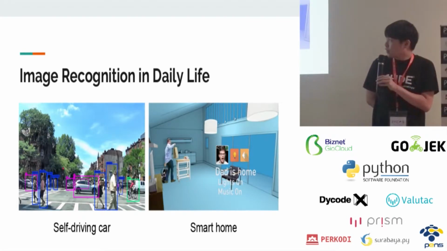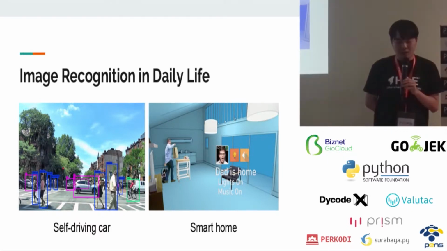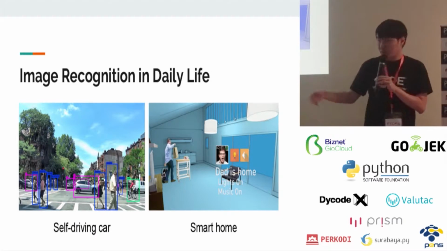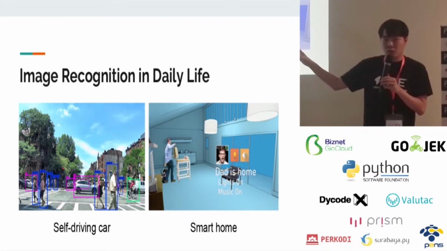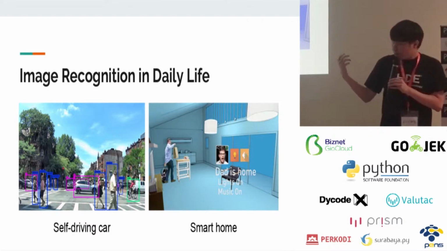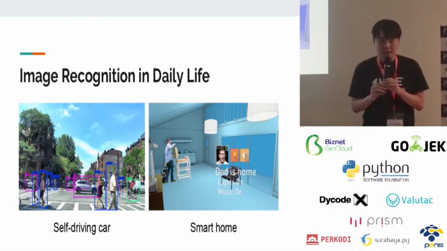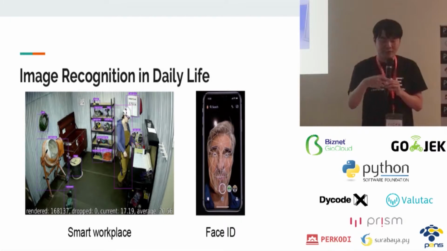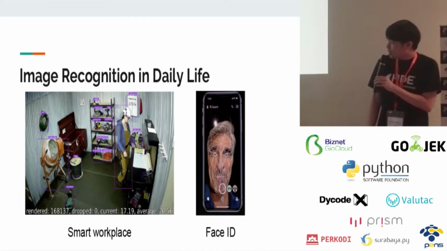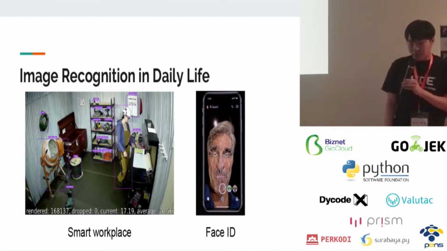Talking about image recognition, what can we actually use image recognition for in our daily life? For example, Tesla created a self-driving car, so they use image recognition to analyze and detect the traffic and the objects which are on the road. And you can also use image recognition for the smart home. Like last year, Mark Zuckerberg created his own Jarvis for home. So when someone comes to his house, it will be integrated with his Jarvis and it will send to his Facebook Messenger.